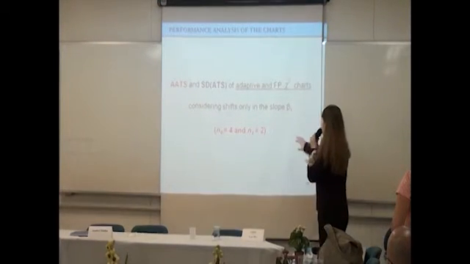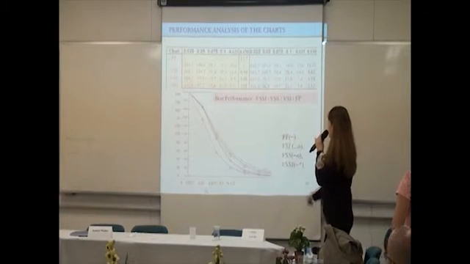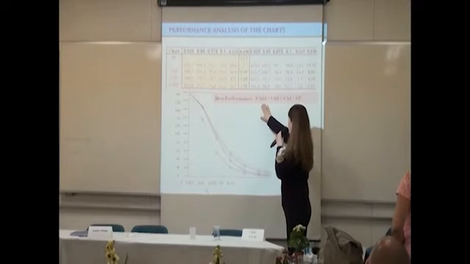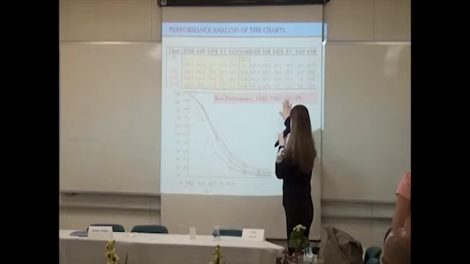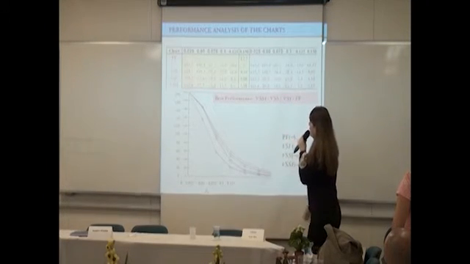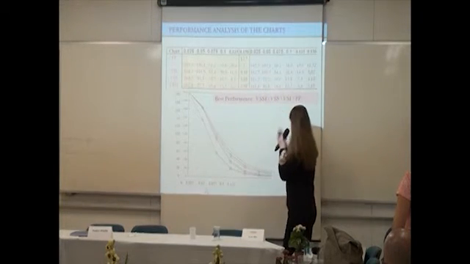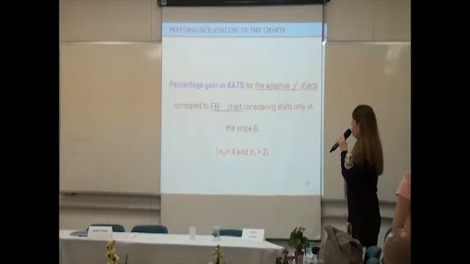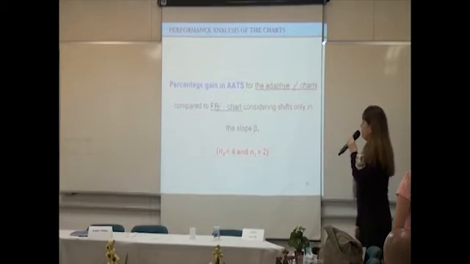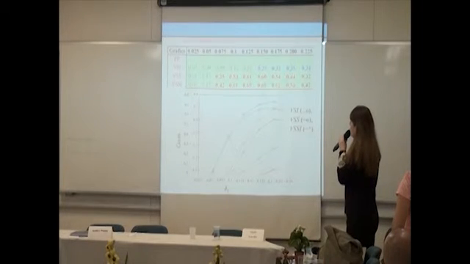Now consider just shifts in the slope. Here again, the best one is the VSS, then VSSI, VSI, and FP. Here you have the adjusted average time to signal, here the standard deviation. Now consider the percent gain in the AATS for the proposed charts for the shifts in the slope.